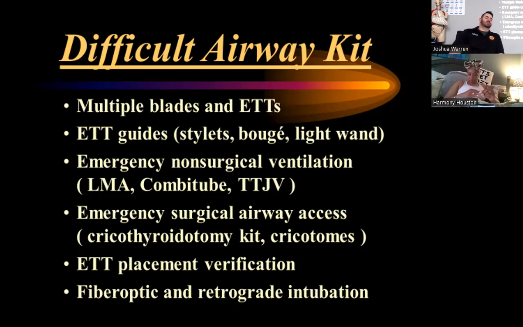ET tube placement verification. This is all the stuff that you need to pull out. Whenever you go to do an intubation, you set yourself up for success. What are we doing? Lay everything out. The blades you think you'll need, the blades you might need, the ET tube you want, the one above it, the one below it, your cric kit, your LMA, your King, or your iGel. Have it all ready to go.